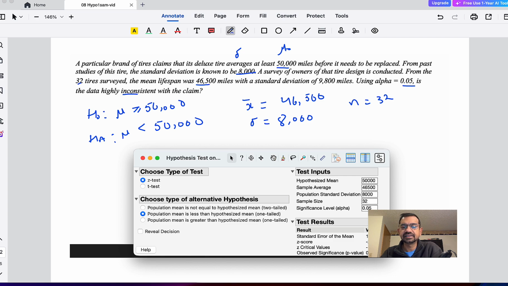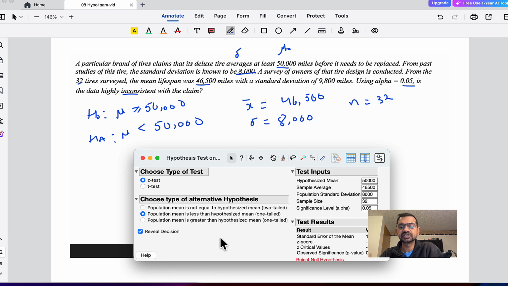And it tells us that our z-score is minus 2.47. Our critical value z-score is minus 1.64. So our z-score is much more extreme than what we would see at the 5% significance level. You can also see that our p-value is 0.0067. So this p-value is much less than our alpha of 0.05. So in this case, we will be rejecting the null. We can also click here to see the decision. It says reject the null. So we have evidence to suggest that the tires indeed last less than 50,000 miles.